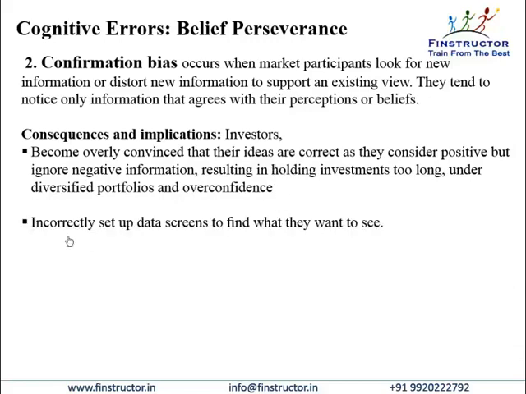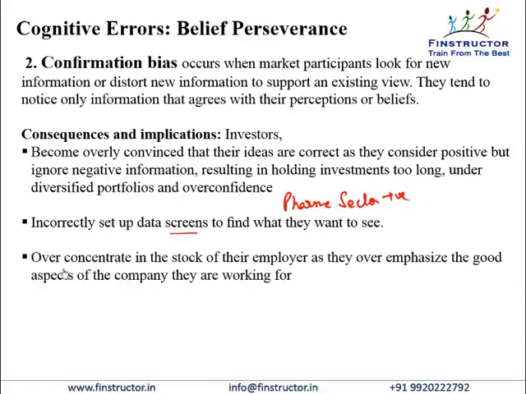People suffering from this bias may incorrectly set up data screens to find what they want to see. So if they are positive on the pharma sector, for example, then their data screens or filters may only be looking at the outperforming pharma stocks, or the returns given by the best pharma stocks. They may be ignoring the pharma stocks that have gone out of business or the companies that have gone bankrupt. Because they suffer from confirmation bias, they only want to look at the best performing pharma stocks and base their decisions on a screen like that.